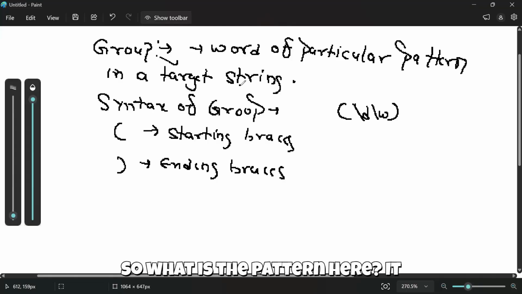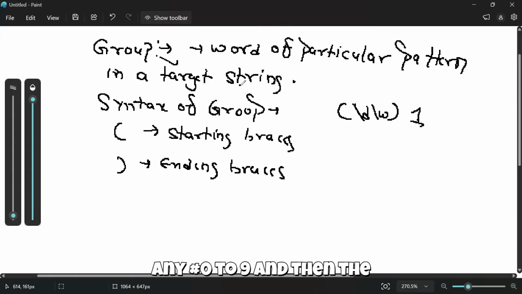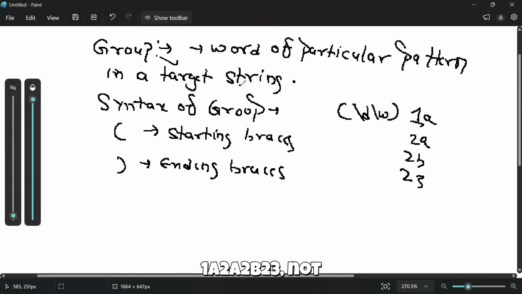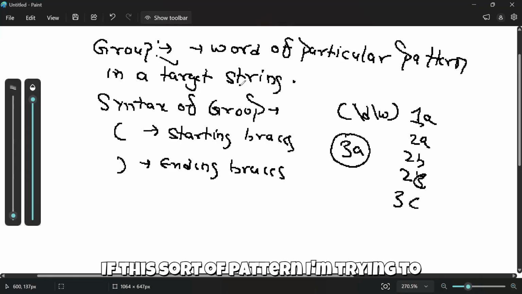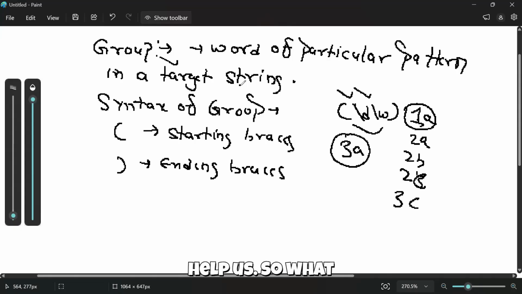So what is the pattern here? It will try to search a group of words that starts with a number first, any number 0 to 9, and then a character, another one is A. Either it's 1A, 2A, 2B, 2C, 3C, 3A. If this sort of pattern I am trying to achieve, that is where this pattern will help us.